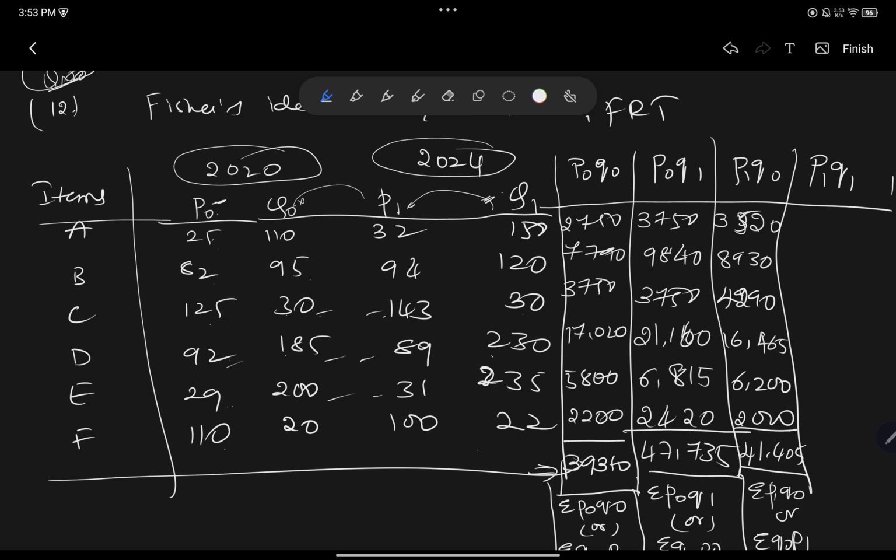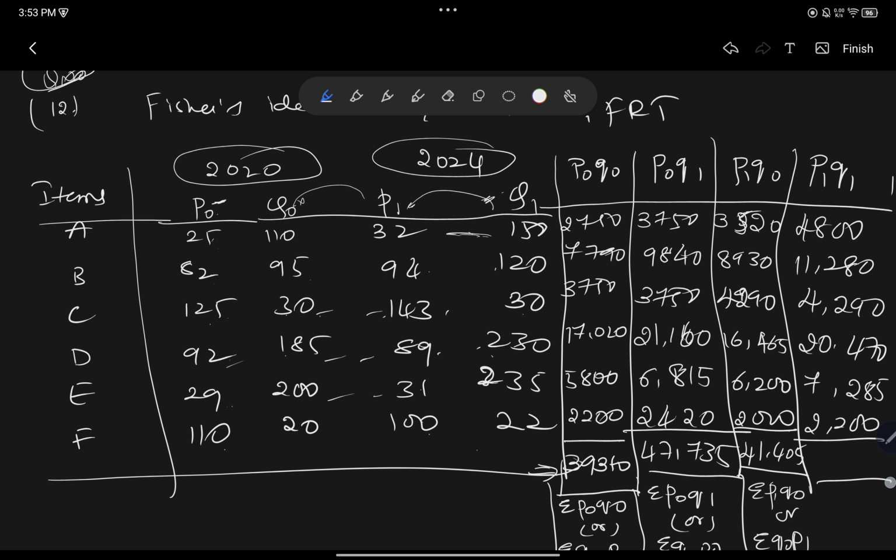So next, P1 Q1. Now P1 with Q1. 32 into 150 is 4,800. 94 into 120 is 11,280. 143 into 30 is 4,290. 89 into 230 is 20,470. Next 31 into 235 is 7,285. 100 into 22 is 2200.